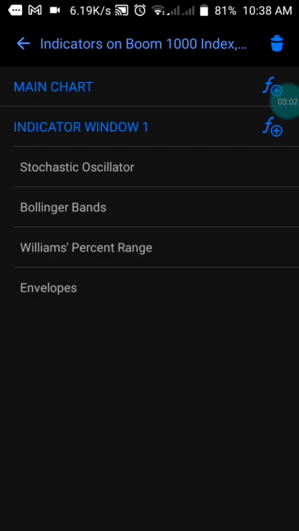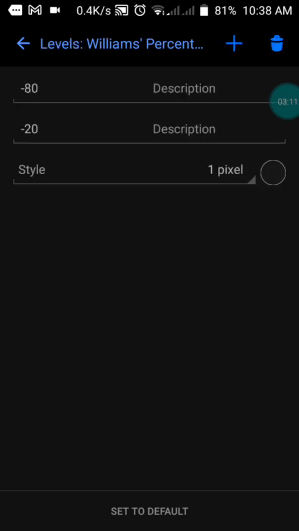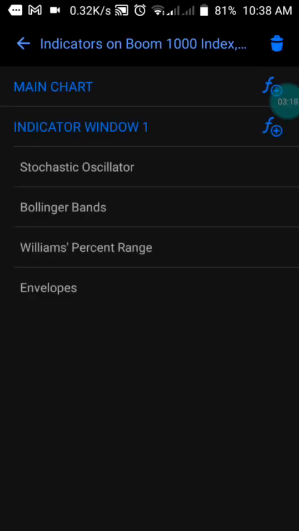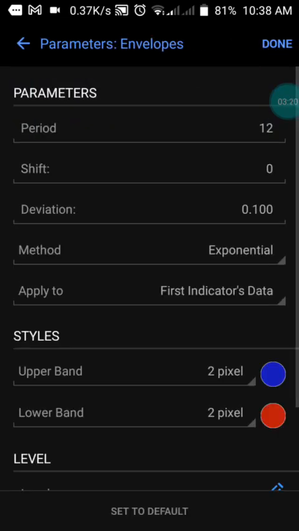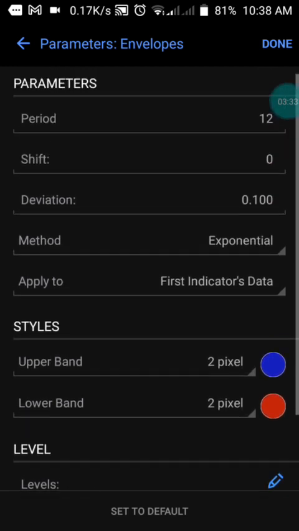We have the third indicator, which is the Williams Percent Range. We have the parameter period of 14. We have our style in green color, and we have our levels at -80 and -20. Then you press done. Let me show you the last setup here. We have the period of 12. We have the shift of 0. We have our method to be exponential. We have it applied to first indicator data, and we have the upper band and the lower band, which are in blue and red color. So that is exactly the settings. Then you press done.